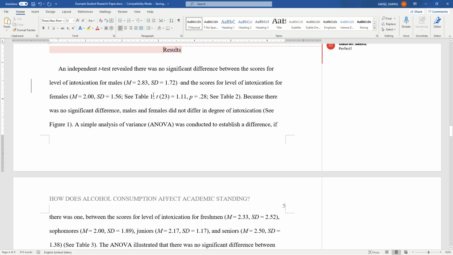You'll notice that this t-test report has your df value, the t numbers, the p numbers. Sometimes they only do 2 decimal places. I would encourage 3, but it's kind of up to you. And then we have the layman's terms interpretation. What does that mean? Because there was no significant difference, males and females did not differ in degree of intoxication. So it's kind of repeating what this says, but in a way that anyone can understand. There was no difference in how much males and females got drunk.